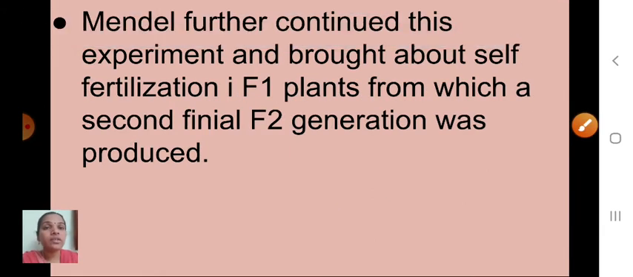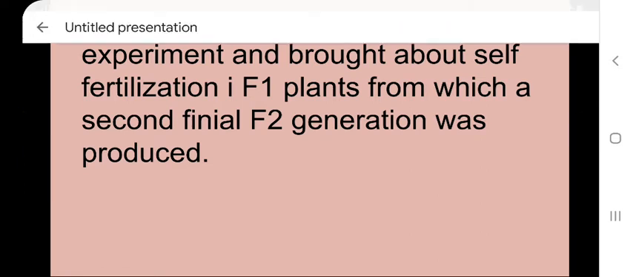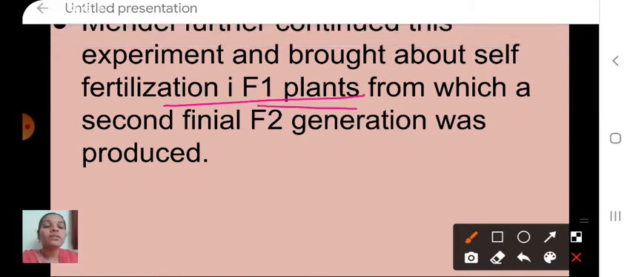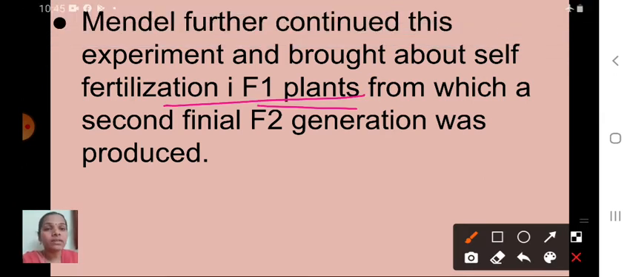Next one is, see here, Mendel further continued this experiment and brought about self-fertilization of the F1 generation. So F1 plants from which a second filial F2 generation was produced.